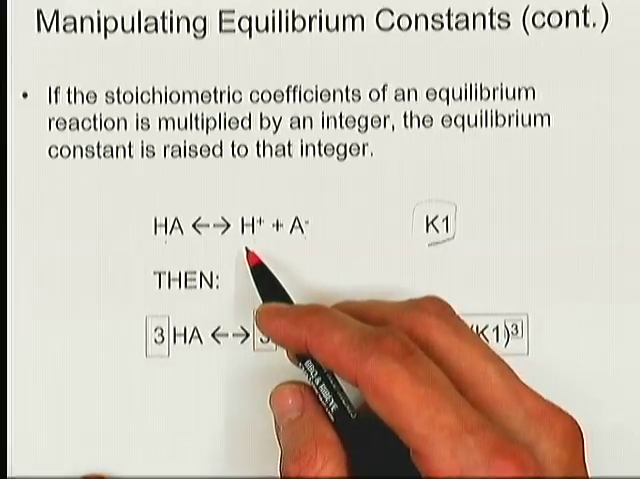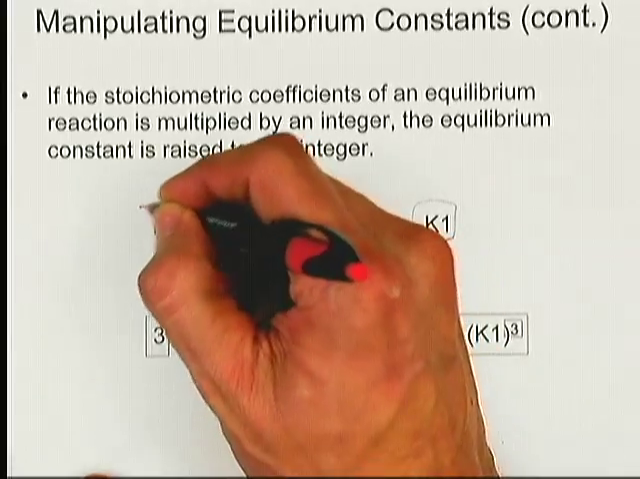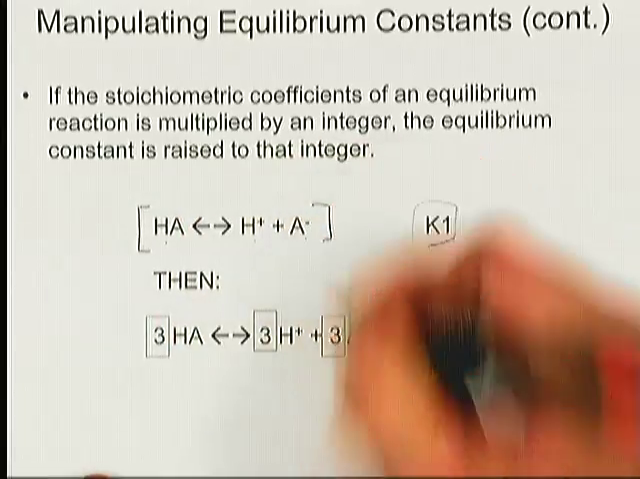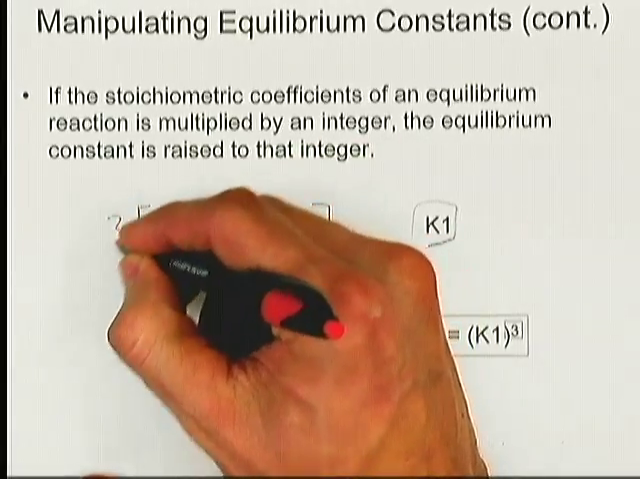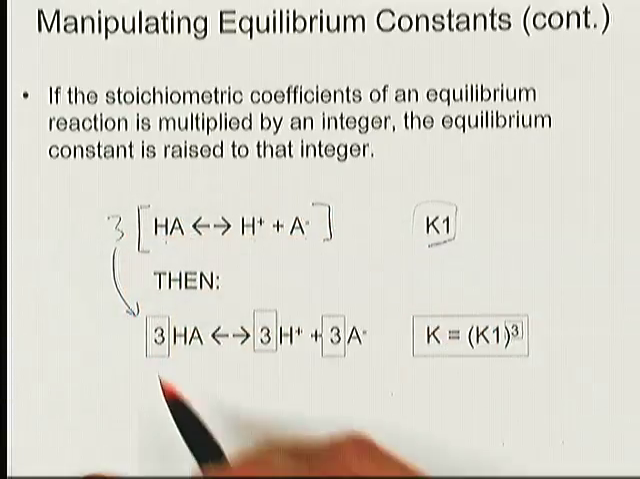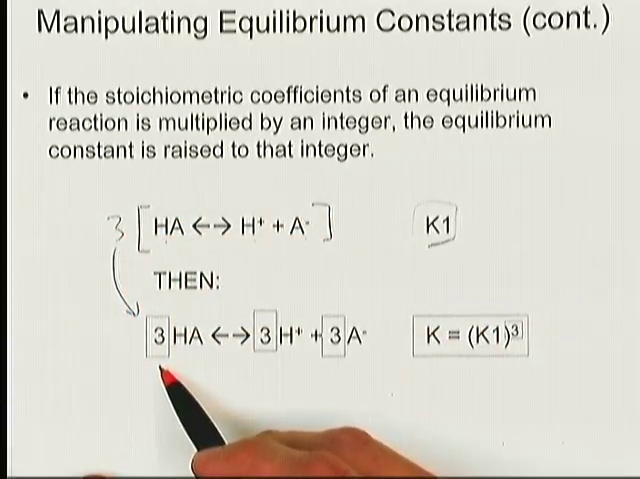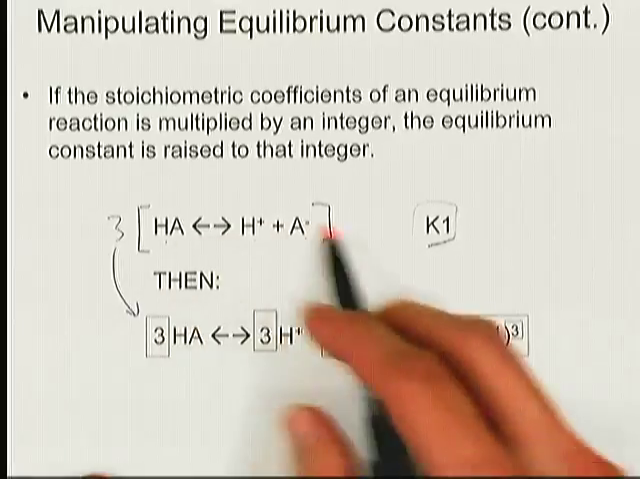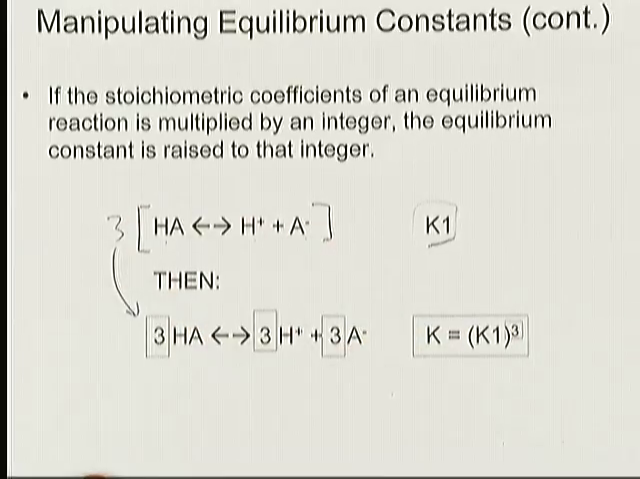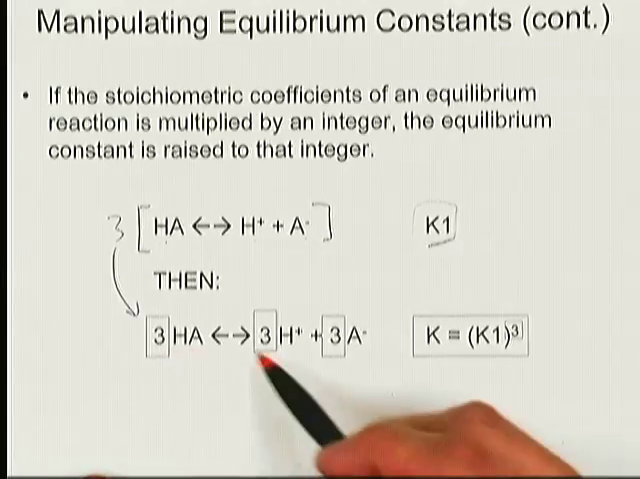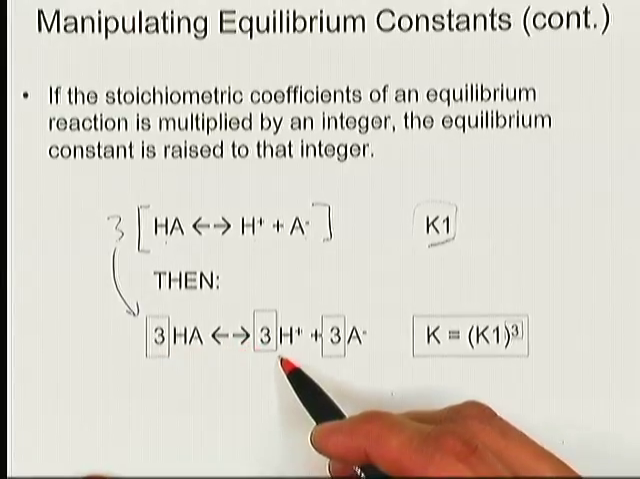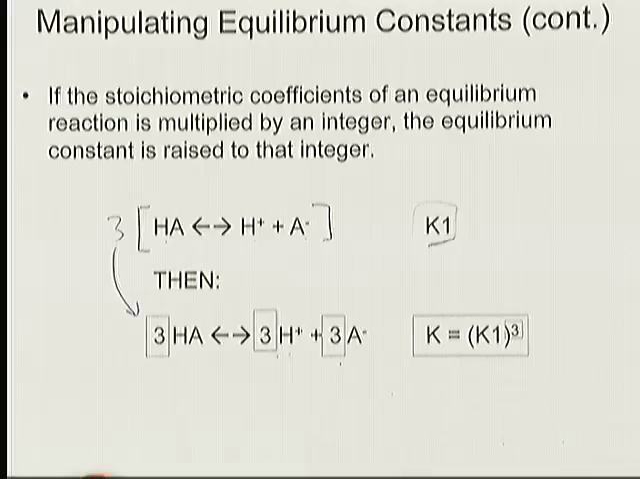So say for some reason I want to take this entire equation and multiply by an integer. Perhaps that integer is 3, like I've shown down here below. It could be 4, it could be 5, it could be 2. But I'm going to multiply the entire reaction by an integer. If I do that, my new equation is 3HA, equilibrium arrows, yields 3H plus and 3 copies of this.